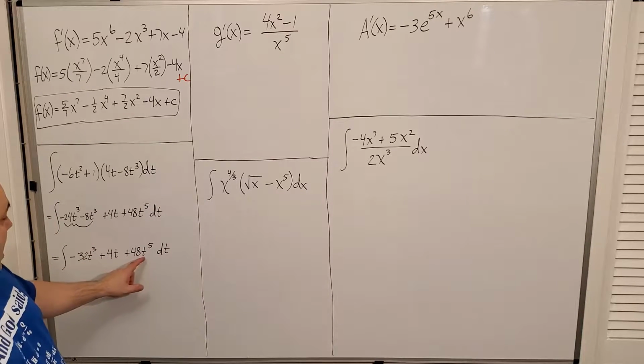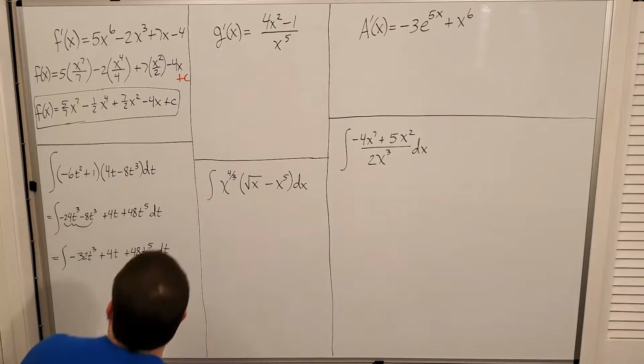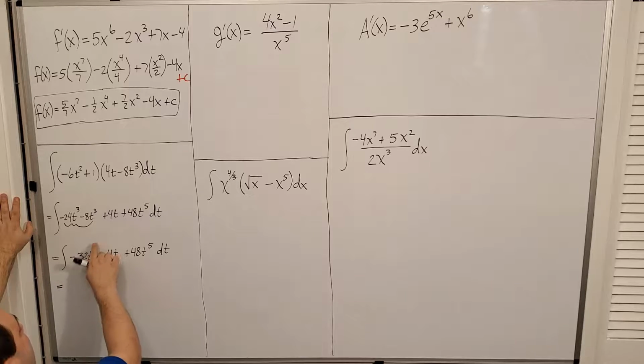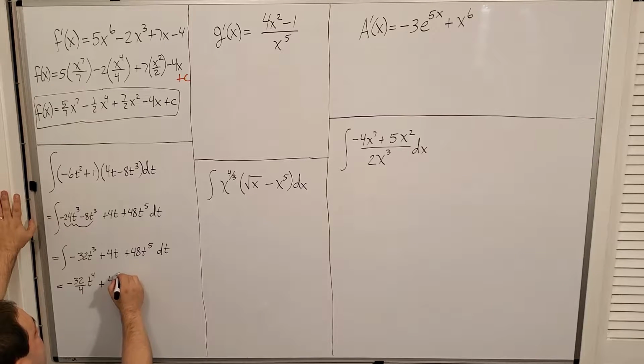Notice now what I've got is just 3 power rules. I'm going to do the antiderivative here. I'm going to add a new power. That's going to give me negative 32 t to the 4th over 4. Right? Add the power, then divide. Plus 4 t squared over 2. Add 1 plus 1 is 2, then divide the new power.